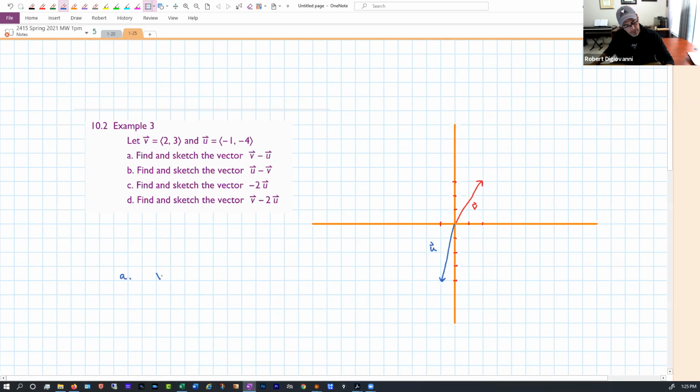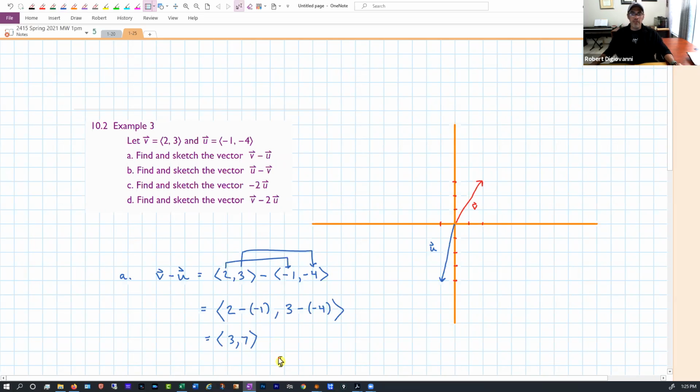Part A, let's do V, take away U. So we're just going to write the V vector down, 2, 3. We're going to subtract from it the vector -1, -4. And by what I said earlier, subtraction is very simple. You just have a new vector. You take the X component of the first one, subtract the X component of the second one. Then you take the Y component of the first one and subtract the Y component of the second one. So this, take away that, and we should get a vector, what is that, 3, 7?